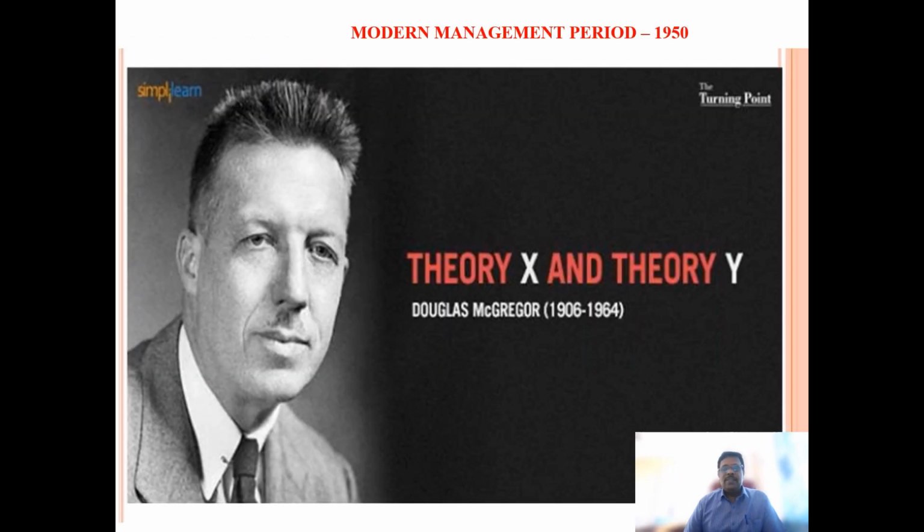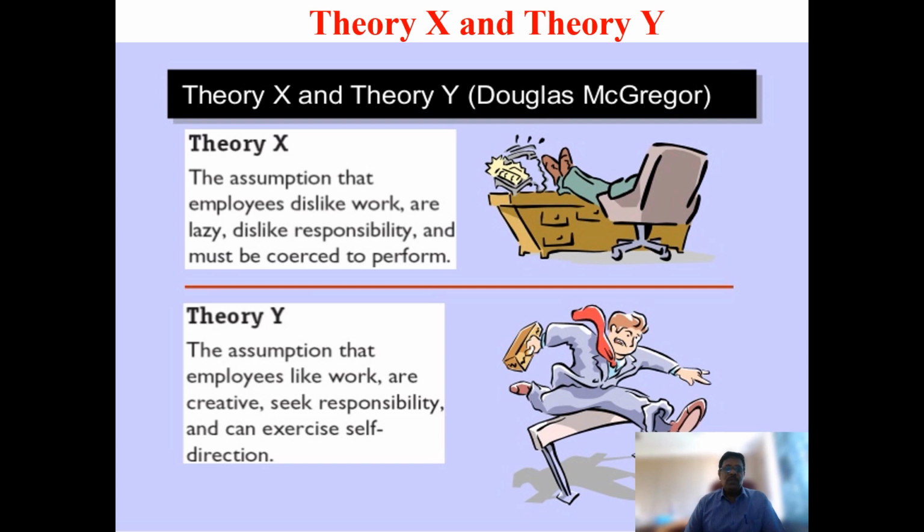The next period is the modern management period. It starts from 1950. One familiar management personality is Douglas McGregor. He contributed to management by providing Theory X and Theory Y. The modern management Theory X and Y explain the motivation concepts to management.